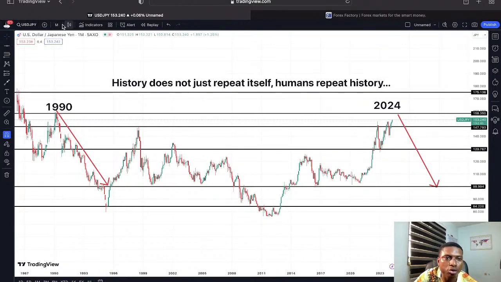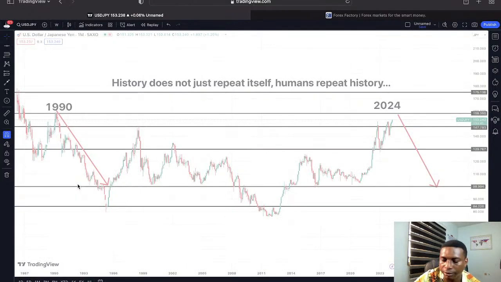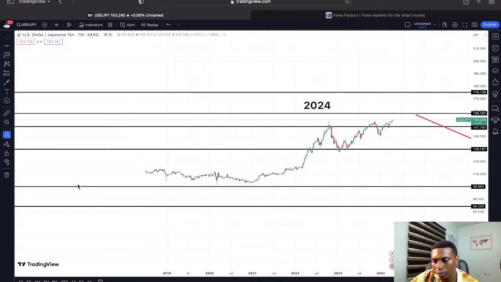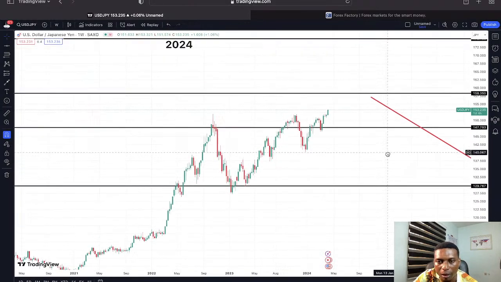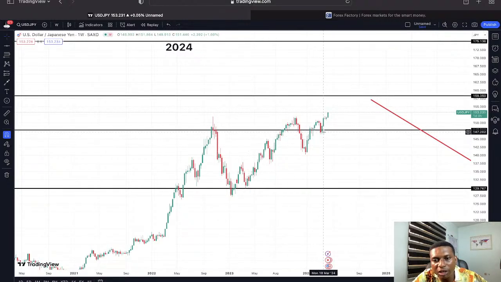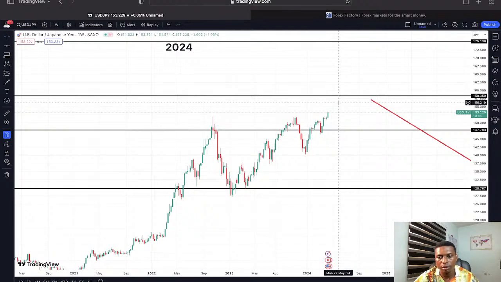Now let's go down to the weekly time frame. You can see that on the weekly time frame, Euro USD broke out of this major resistance zone and is currently pushing up.